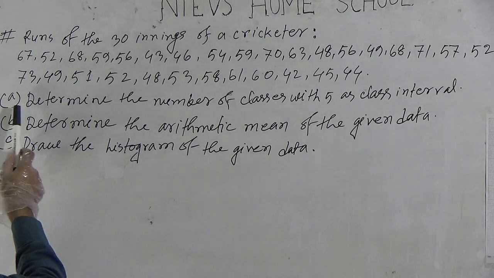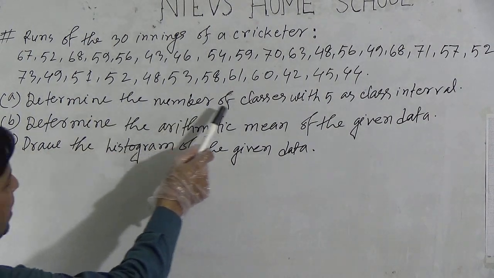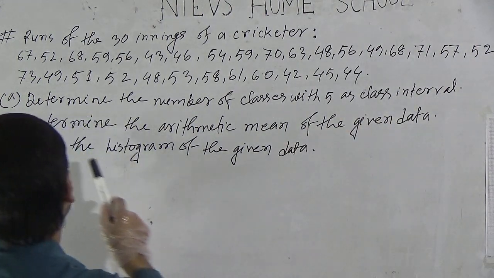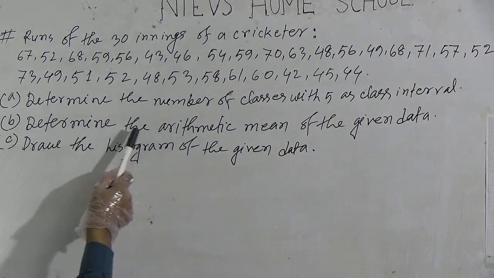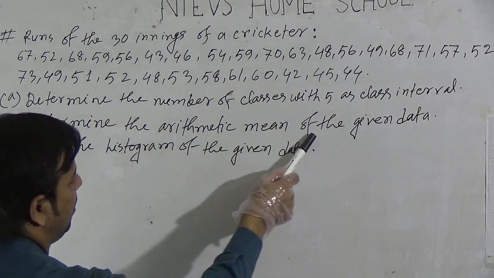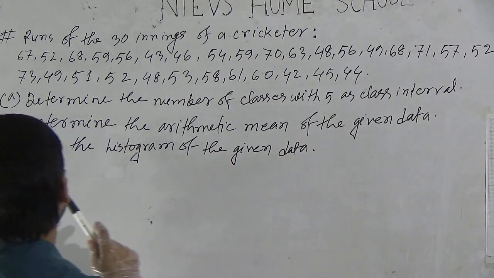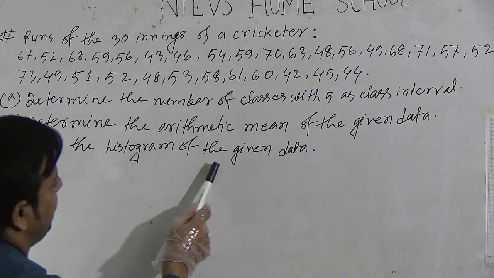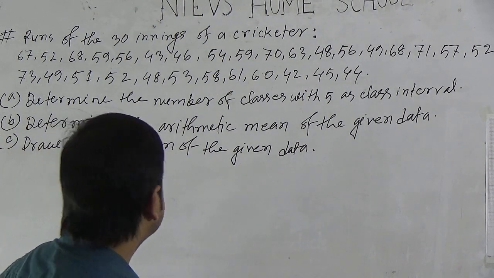Our first question A. Determine the number of classes with 5 as class interval. Question B. Determine the arithmetic mean of the given data. Question C. Draw the histogram of the given data. Let us solve the question.